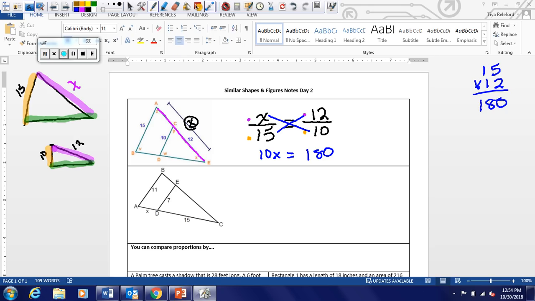Now it's like all of this disappears and the only thing I'm looking at is this equation right here. Everything else we're done with. So how do I solve this equation? I'm going to divide both sides by 10, right? These cancel out because they're opposite, and I'm left with X equals 18.